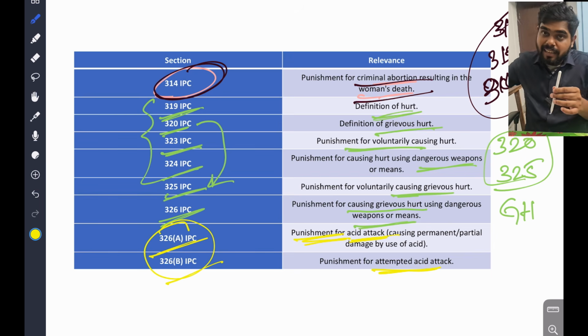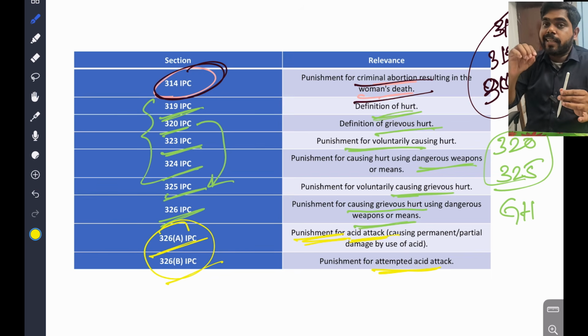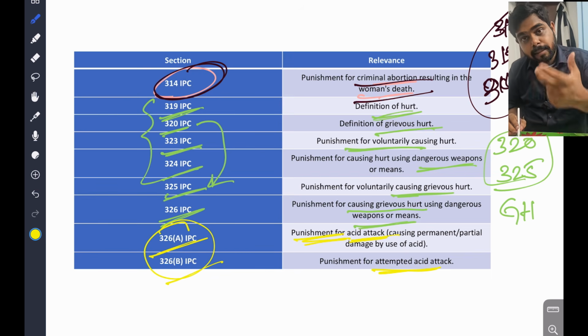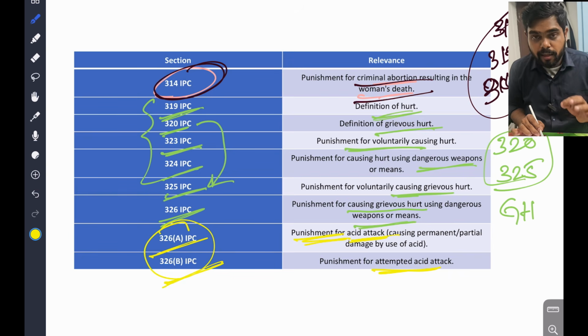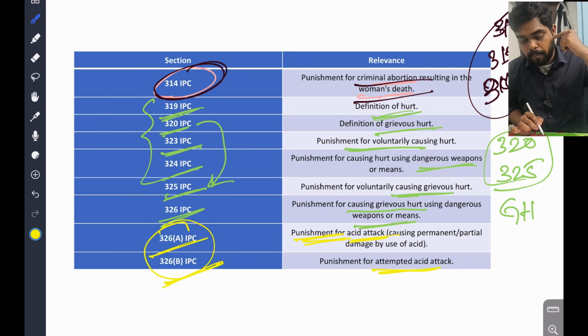So you did an acid attack, the lady got burned, and that guy is punished. Or he tried, but somehow she survived and didn't get that injury. There, he is charged with attempted acid attack. That punishment is 326B. A is attack and cause injury. B is punishment for acid attack.